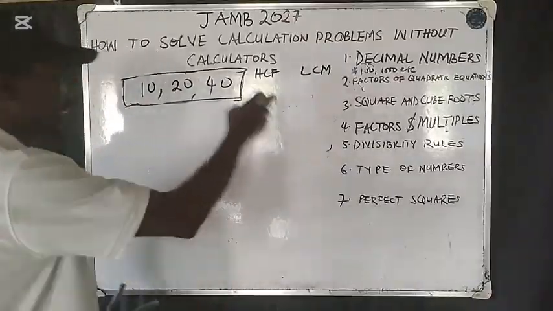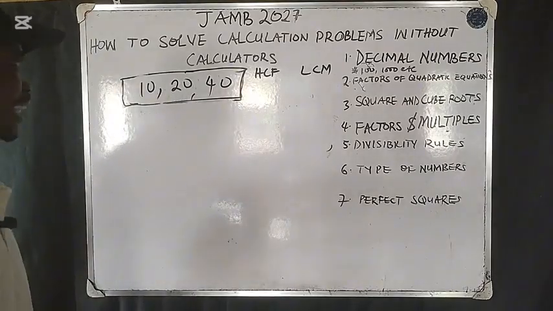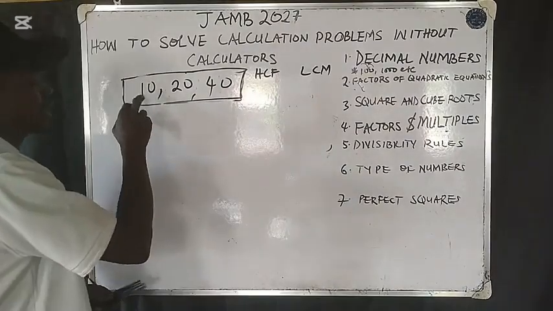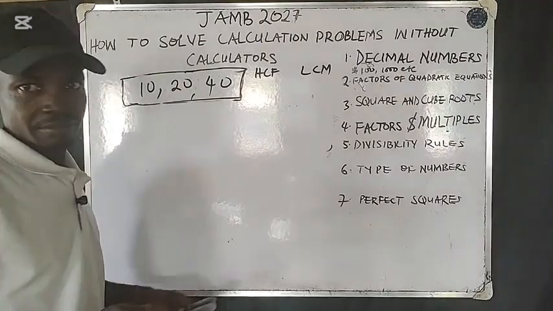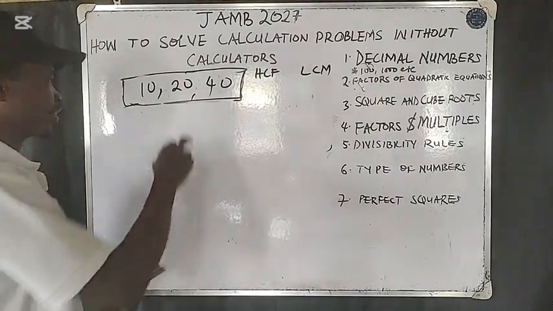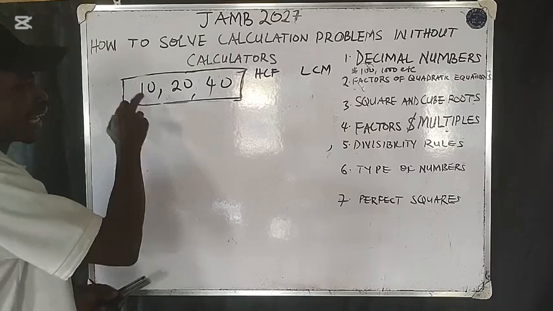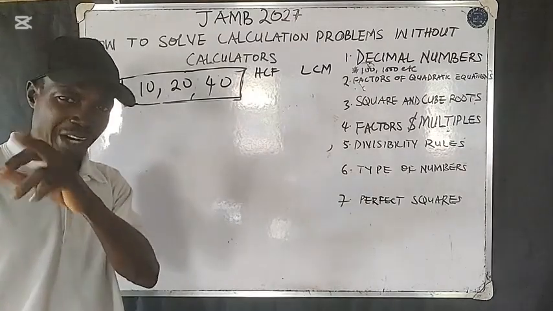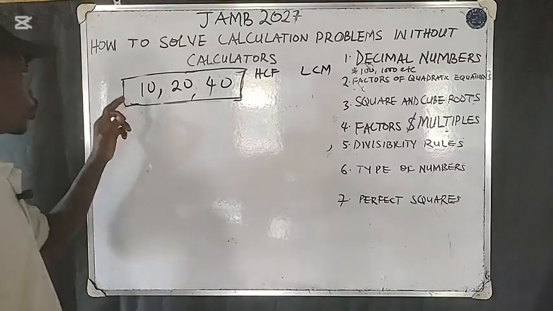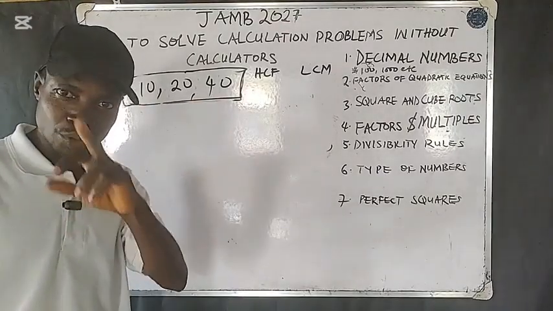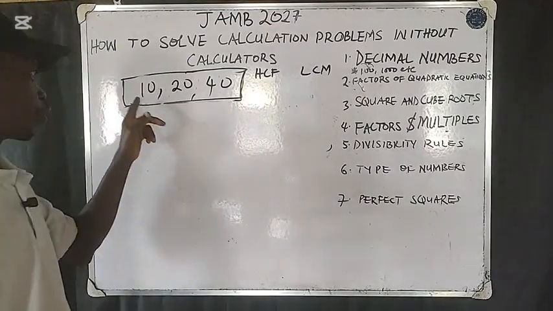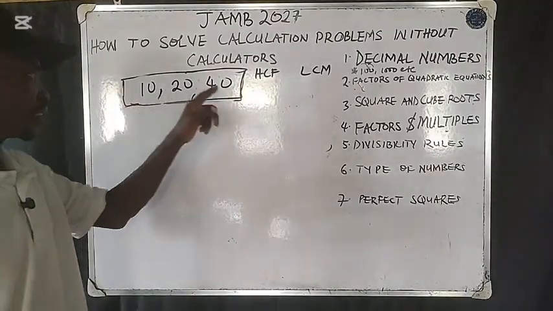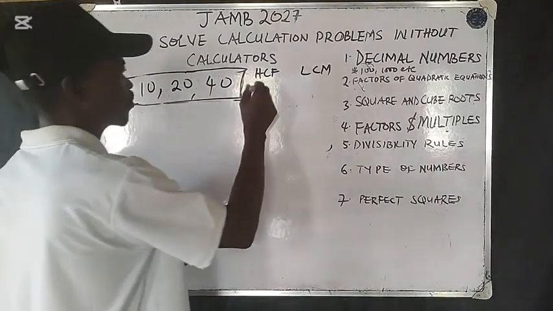The HCF here will be what? Looking at it like this, the highest common factor here is going to be what? The highest number that can go into this is 10. Can any other number go into this again? Yeah, I know 5 can go into all of them. Let's say it this way. 1 can go into all of them, but is 1 the highest common factor? No. 2 can go in all of them. Is 2 the highest common factor? No. 5 can go in all of them, but 5 is not. So the highest common factor that can go in all of these is 10.